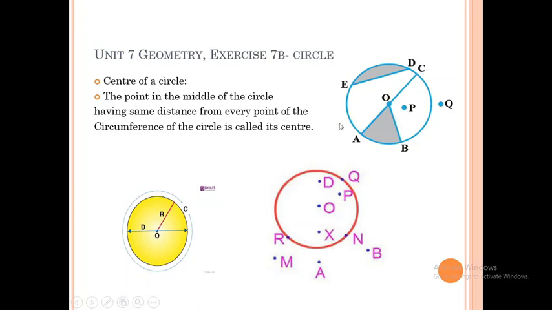So the condition is that center means a point in the middle of the circle with the same distance from every point of the circumference or the boundary. If you measure from here to here, from here to here, or from here or here, any point on the boundary, it has the same distance from the center. That point is called the center of the circle.